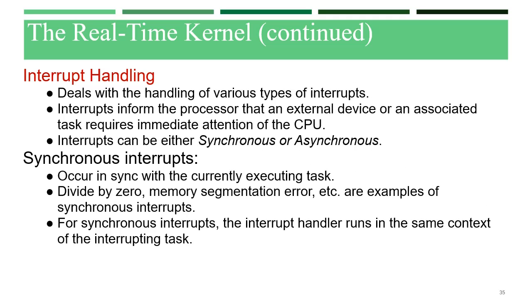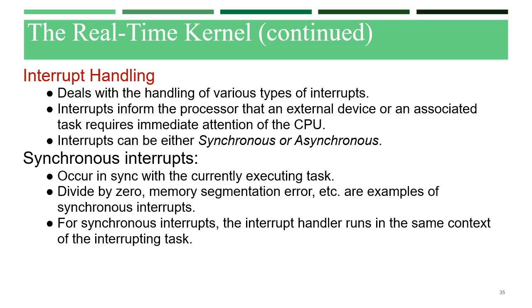This deals with the handling of various types of interrupts. Interrupts provide real time behavior to systems. Interrupts inform the processor that an external device or an associated task requires immediate attention of the CPU. Interrupts can be either synchronous or asynchronous. Interrupts which occur in synchronization with the currently executing task are known as synchronous interrupts. Usually the software interrupts fall under this category. Divide by zero, memory segmentation errors, etc. are examples of synchronous interrupts.